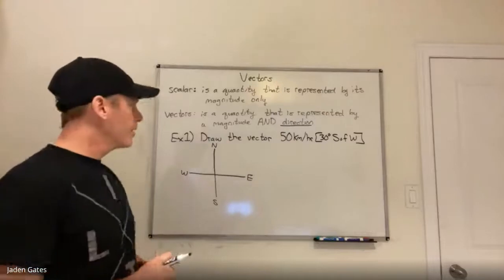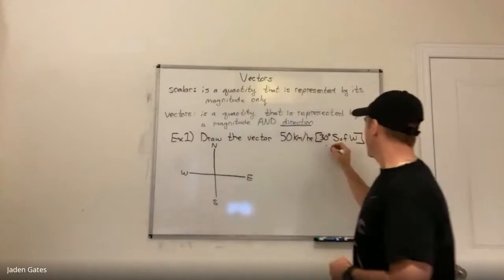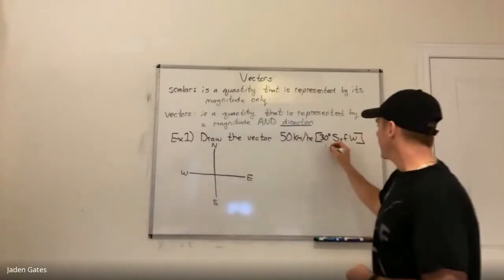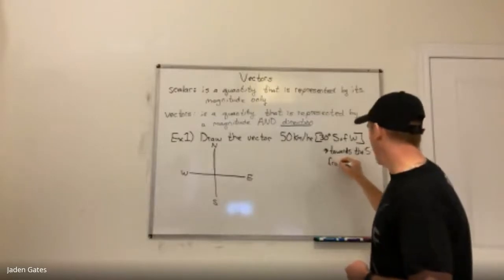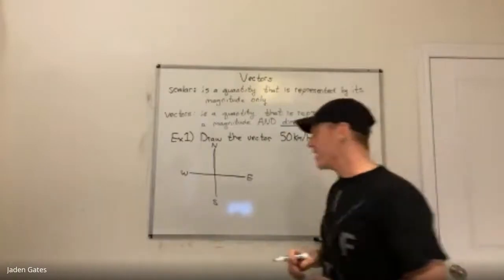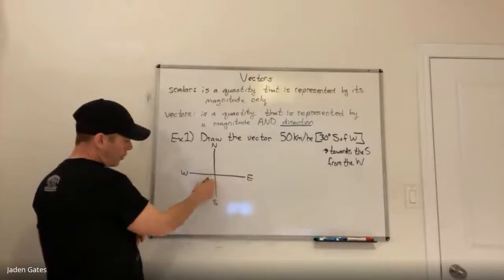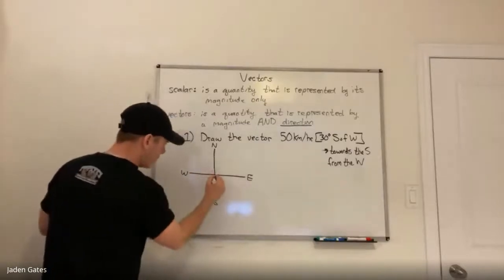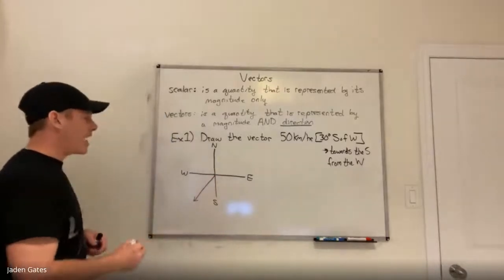All right. Now here's what this 30 degrees south of west means: it's towards the south from the west. So actually west is our starting point, and we're moving 30 degrees towards the south. So if I draw this vector here, there it is, I just drew it in purple, the angle would be right here.